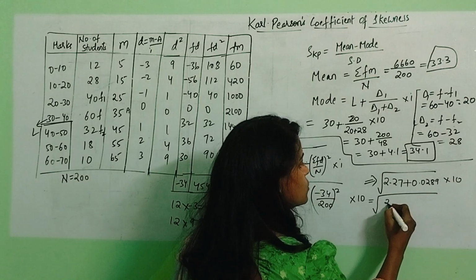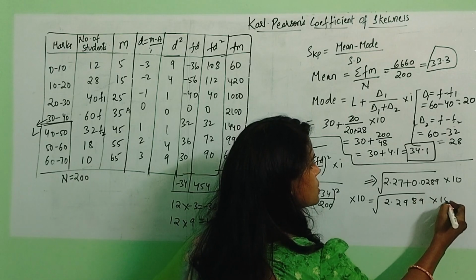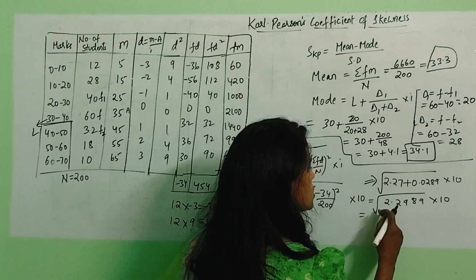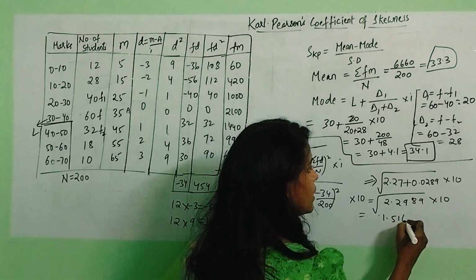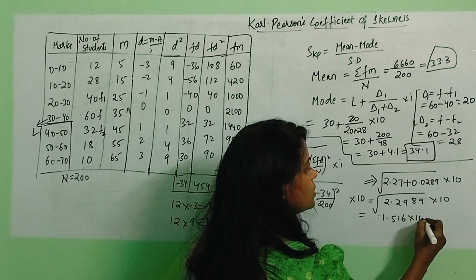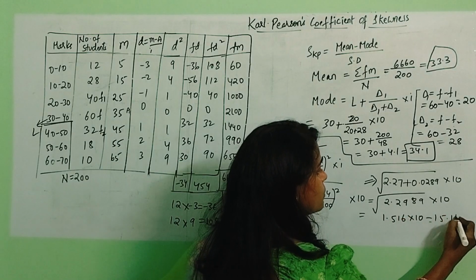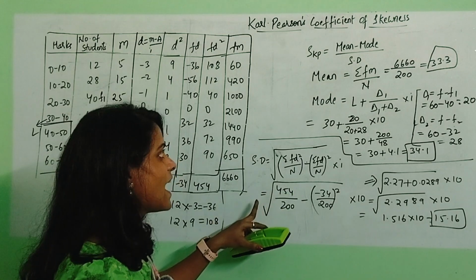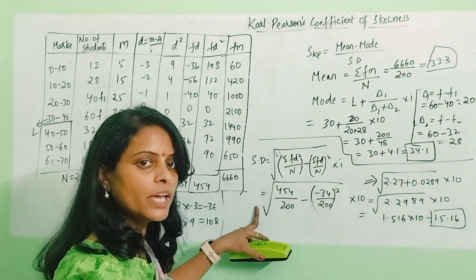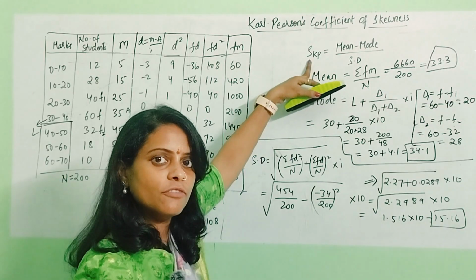So what will be the value? Square root of 2.2989 into 10. So what is the square root of 2.2989? That is 1.516. Again into 10. So multiply this with 10. What you will get? 15.16. So this is the value of standard deviation. Okay. Now, where to substitute this? Substitute that in the formula.